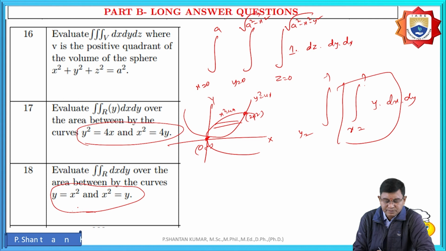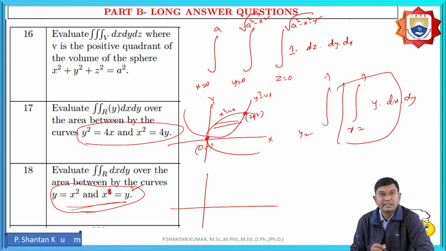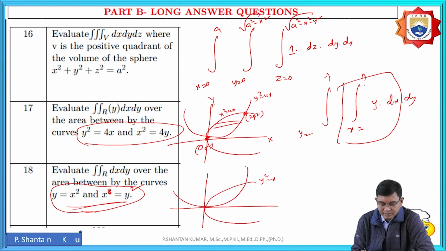Sorry, it is a little bit of a mistake. It is x square is equal to y, and y square is equal to x, it is required. Intersecting points are 1 comma 1, 0 comma 1.